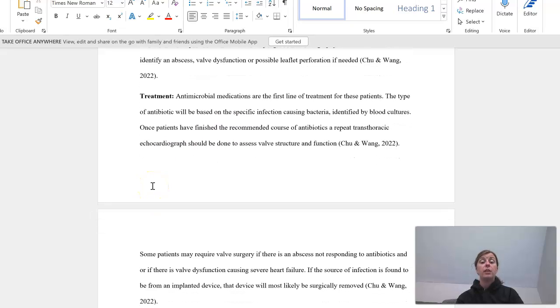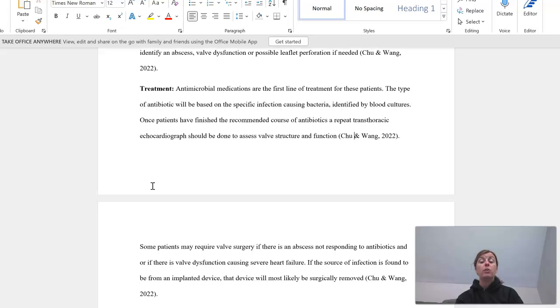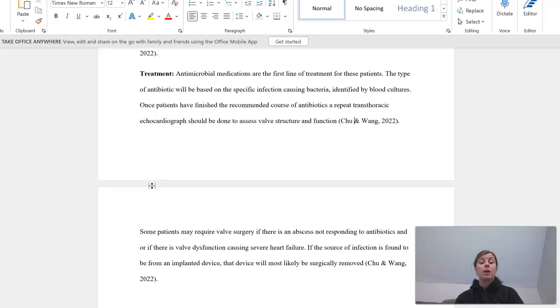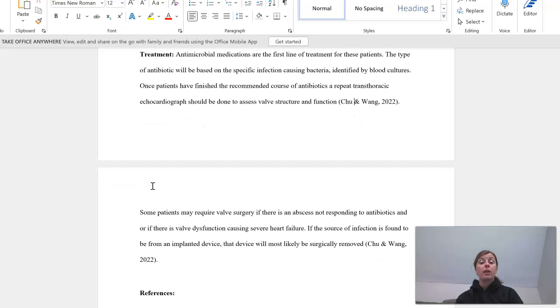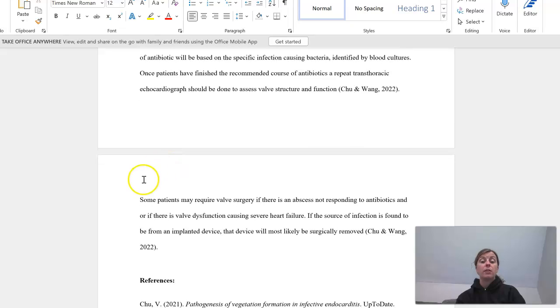These patients will be treated with antibiotics, and again, it's very important to have the blood culture results so that we can pick the appropriate antibiotic that's specific to the bacteria that grows. And then once they've finished their course of antibiotics, another TTE should be ordered so that the provider can assess for any valve damage or dysfunction.